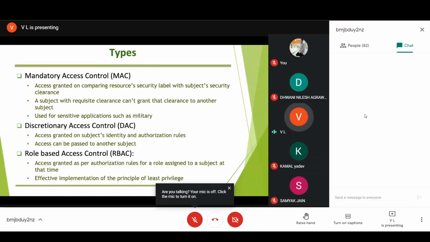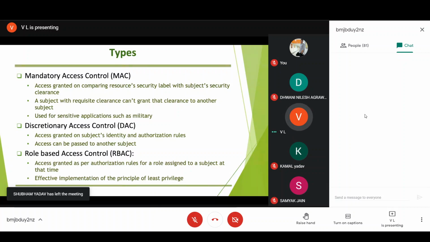Another one is discretionary access control, in which there are certain authorization rules and access will be granted to a subject based on his or her identity, and the subject can delegate the privileges that it acquires to other entities also.